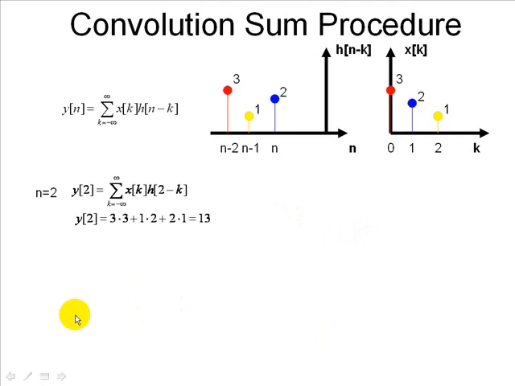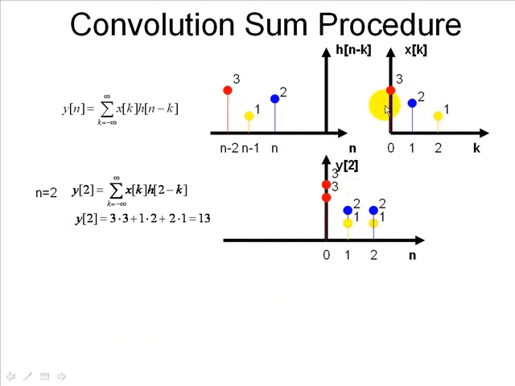The next one is when n equals 2. We're going to get overlap of these 3 impulses with these 3. That's shown here where the 3 and 3 overlap, the 1 and the 2 overlap, and the 2 and 1 overlap. So 3 times 3, 1 times 2, and then 2 times 1 right here, and that's a sum of 13.